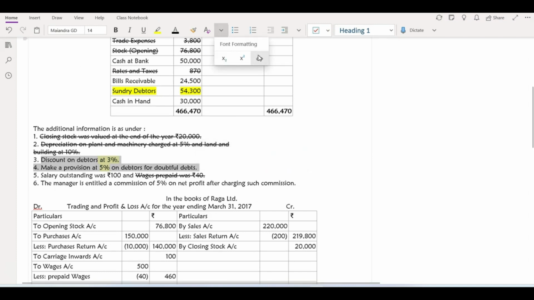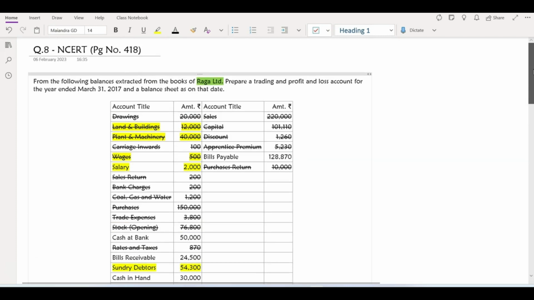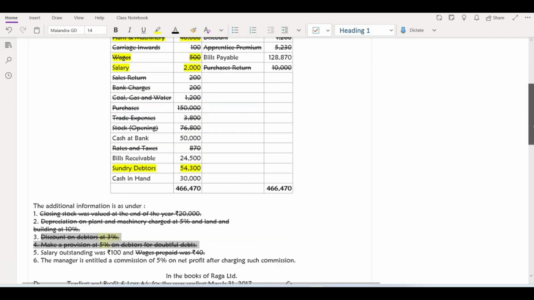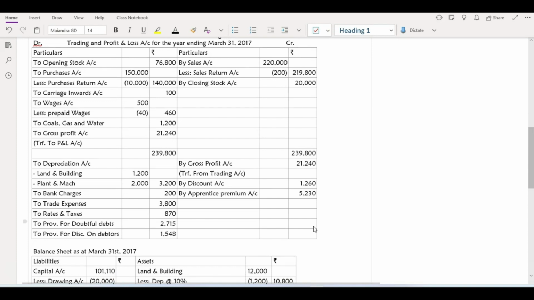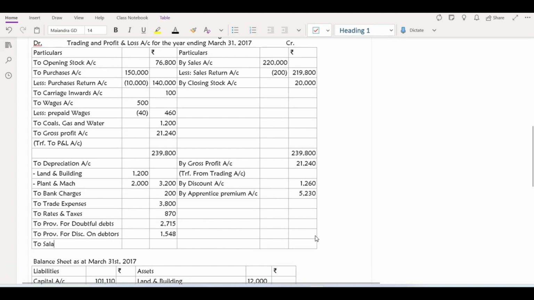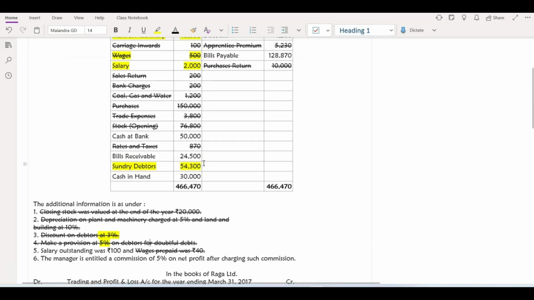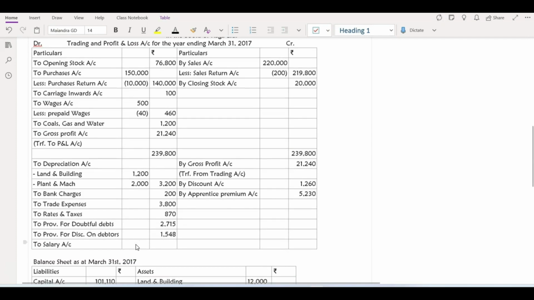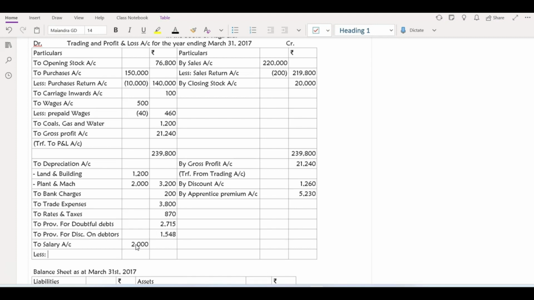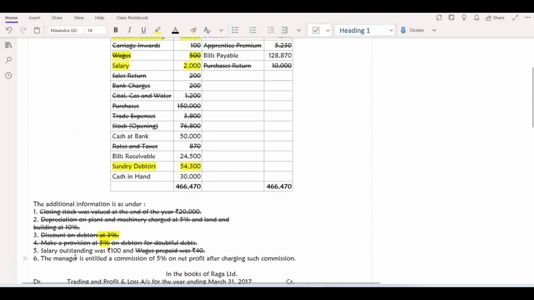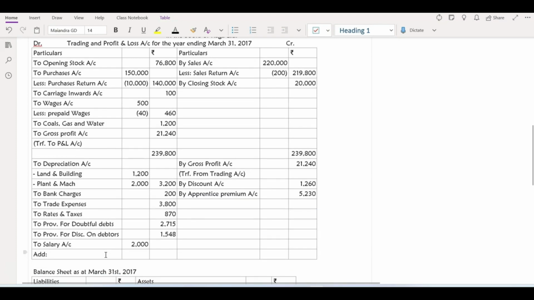Okay, I guess we missed out the salary? Yes, we haven't written the salary. All right, no problem. So let's come here to salary account. In the inner column, salary 2,000. In the profit and loss account, it does not matter at what stage you are writing things. You can jumble the position of the items. All right. Now, salary, we have salary outstanding 100 rupees.